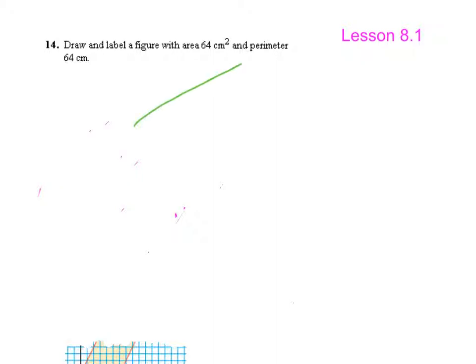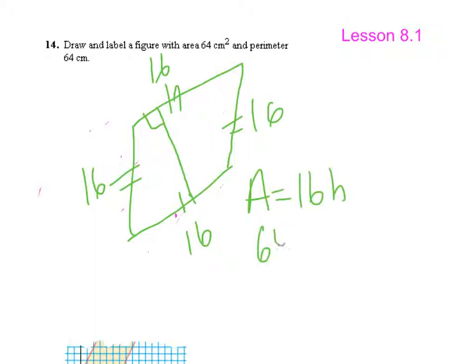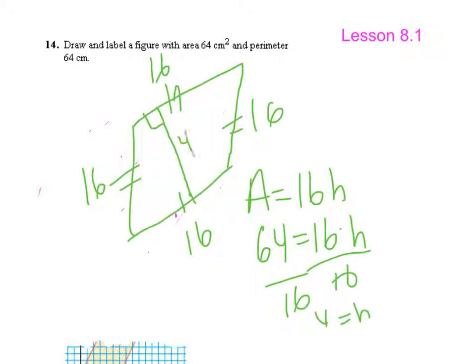And for my rhombus, I also knew if 64 was the perimeter, if it's a rhombus, each side would be 16. And then I thought about, okay, what would the height have to be here, the perpendicular height between the bases, so that when I multiply it by 16, I end up with an area of 64. I divided both sides by 16. That told me that h had to be 4. I put a 4 in here.